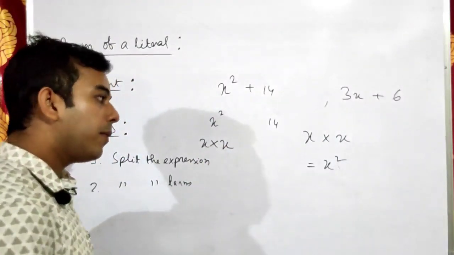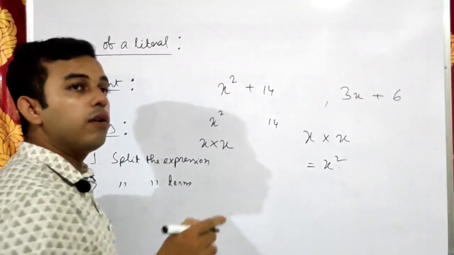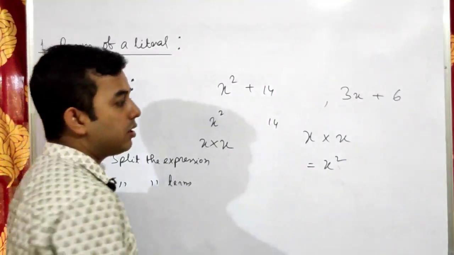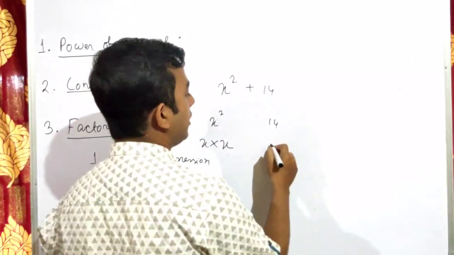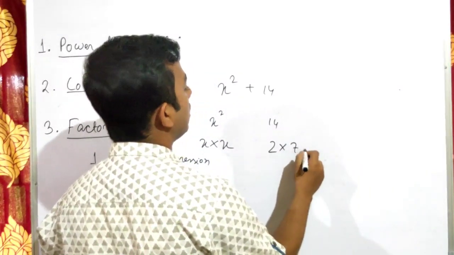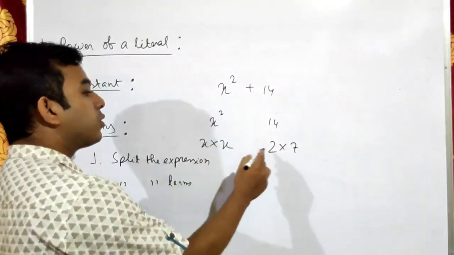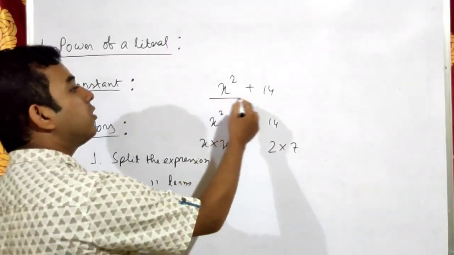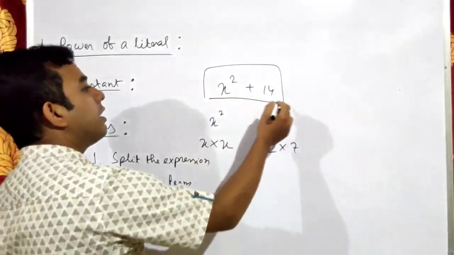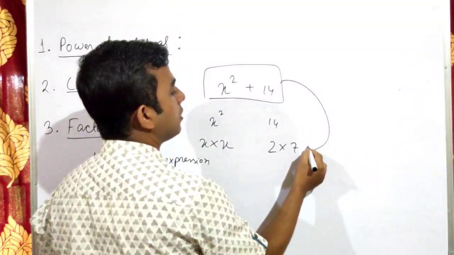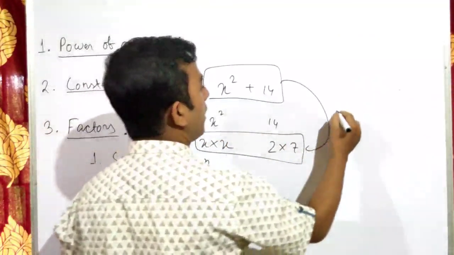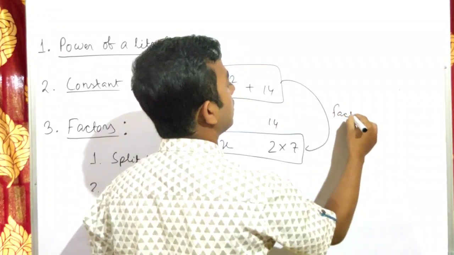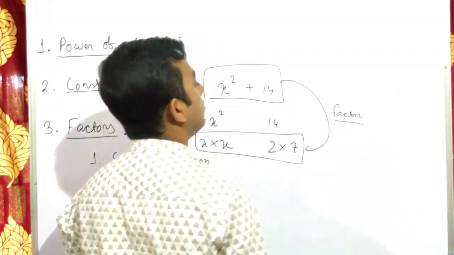Now 14 can also be written as 2 into 7, isn't it? So this x, 2 and 7 are the factors of this expression. These are the factors of this expression. This x, and 2 and 7 are the factors. I hope this is clear to you, right?